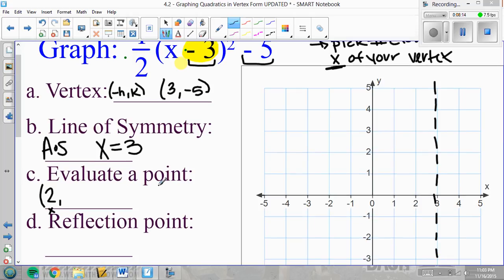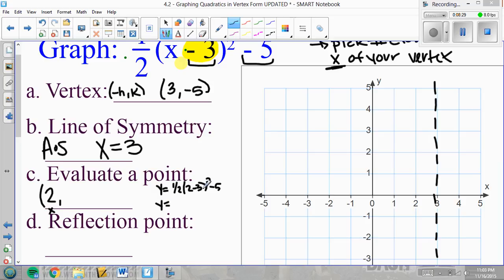So I have y equals 1/2 times (2 minus 3) squared, and then minus 5. You can plug this whole thing into your calculator, or we can follow the order of operations.